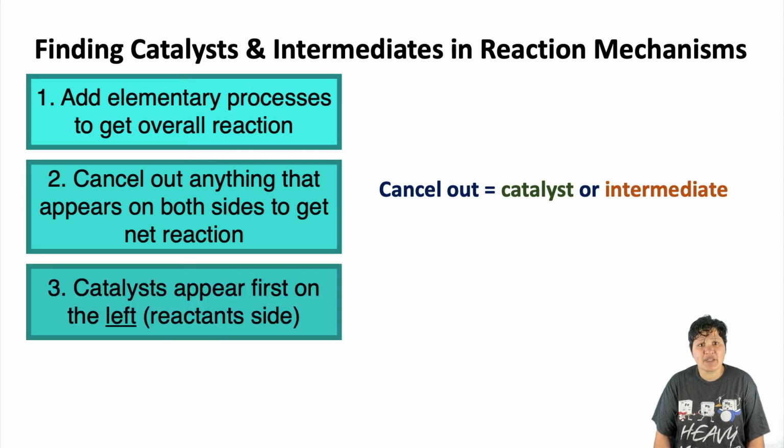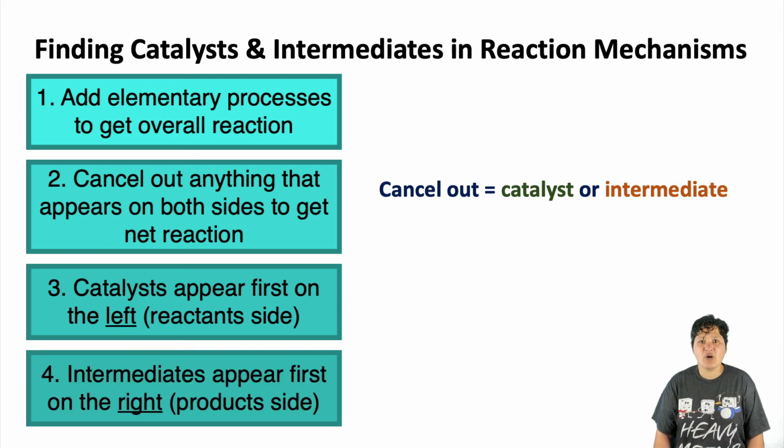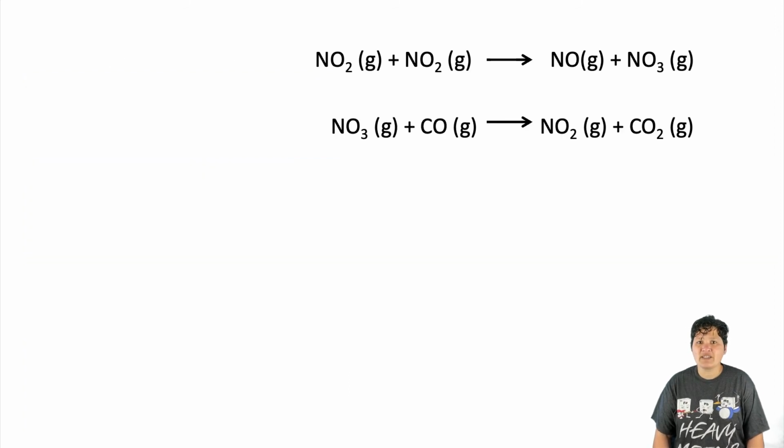A catalyst is something that you start with and end with. Remember, you always end with the same amount you started with. So a catalyst will appear first on the left or reactant side of an elementary process. And remember, you can think of an intermediate as a temporary product. So it always shows up for the first time on the product side of an elementary process. Usually it will then be a reactant in the next step of the reaction mechanism, which is how it gets used up. So let's look at an example reaction mechanism here.